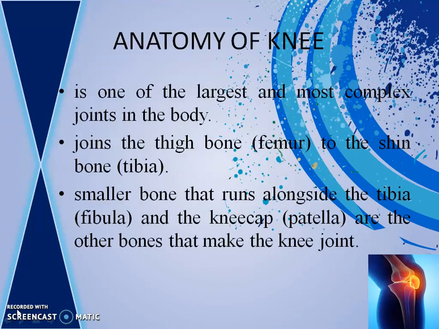Next, I'm going to talk about the anatomy of the knee. As I told you earlier, it is one of the largest and most complex joints in the body. The knee joins the thigh bone or femur to the shin bone or tibia. The fibula, a smaller bone that runs alongside the tibia, and the kneecap are the other bones that make the knee joint.